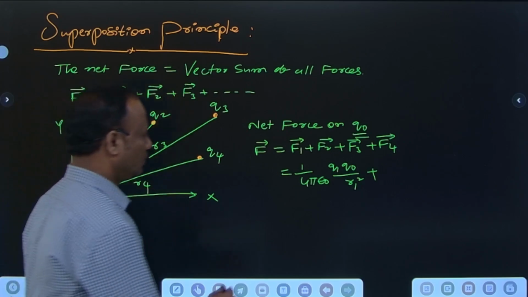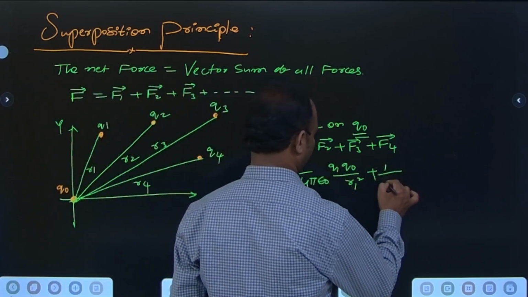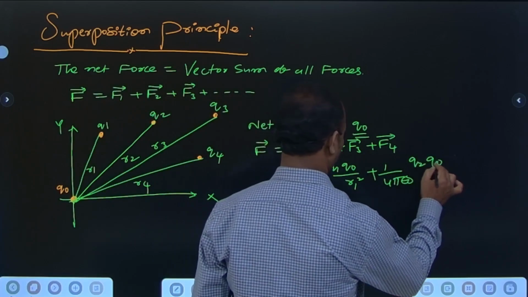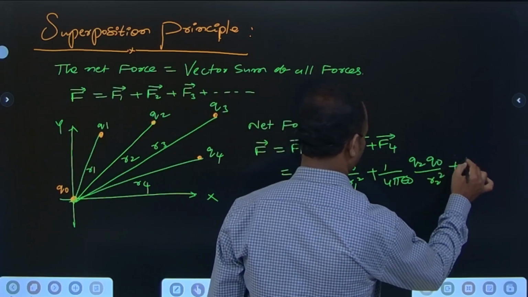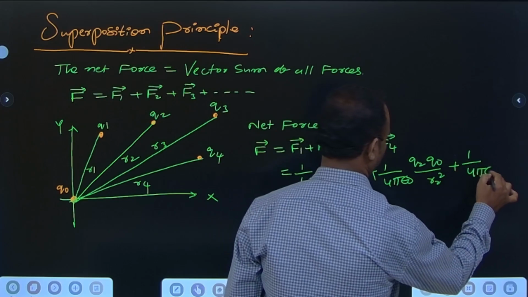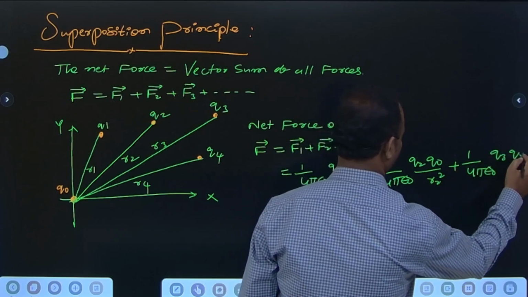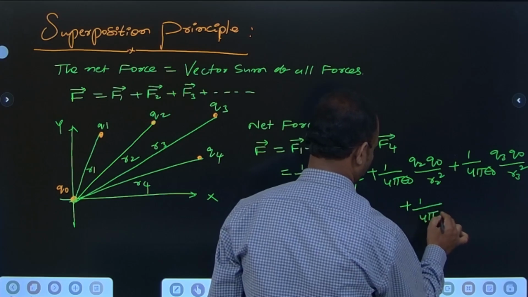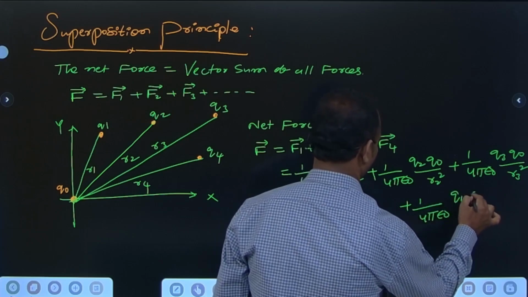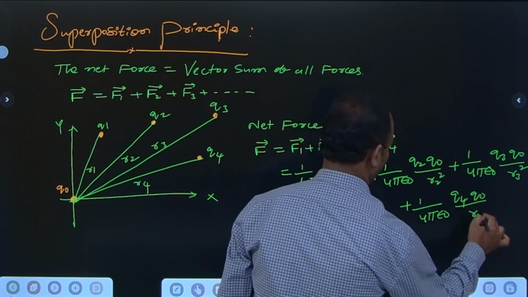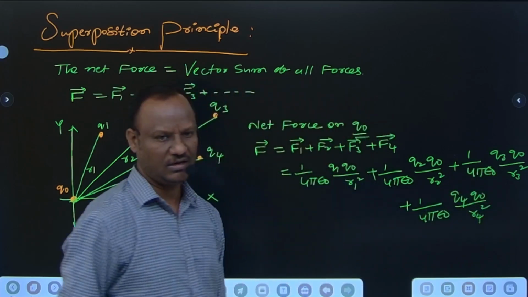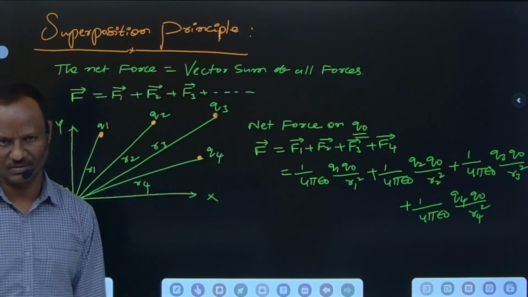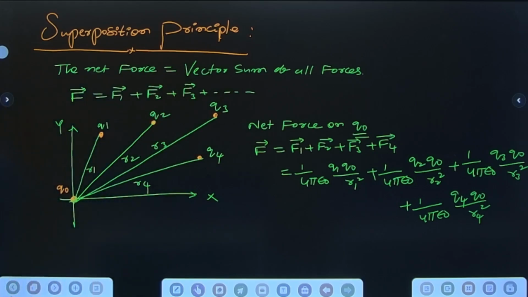Next, F2 I am writing 1 by 4 pi epsilon naught Q2 Q naught by R2 square, 1 by 4 pi epsilon naught Q3 Q naught by R3 square, 1 by 4 pi epsilon naught Q4 Q naught by R4 square. Like this we can write it. This is the sum. This is called superposition principle. Up to here complete?